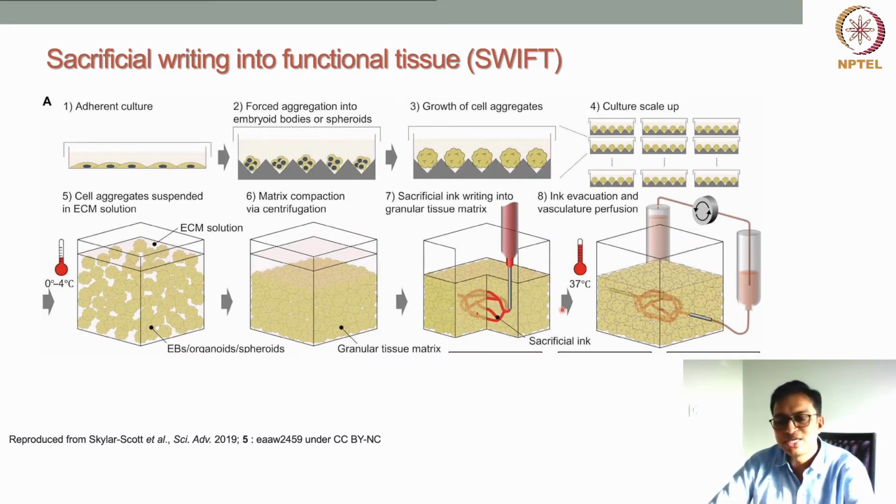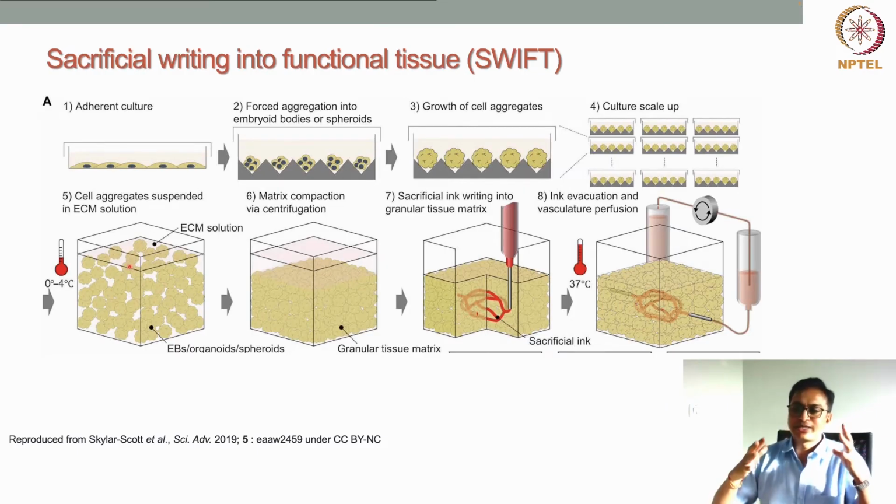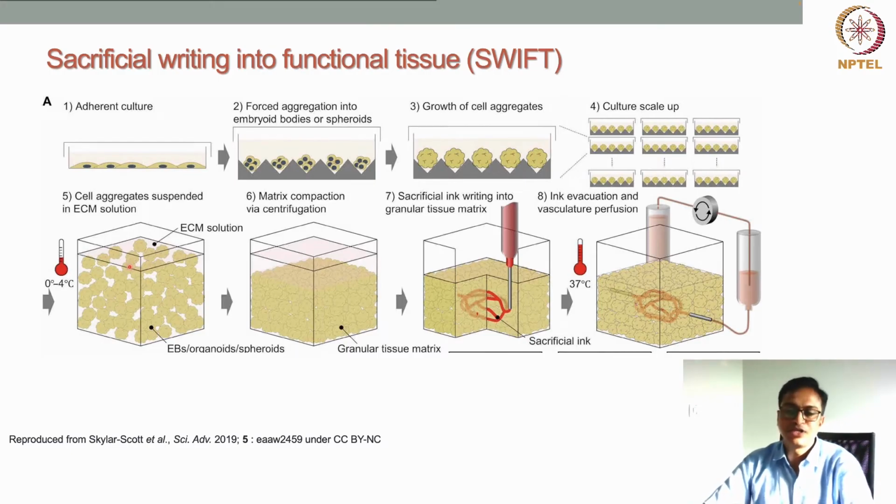Two things happen here. First, the Matrigel, that is the ECM solution used with the embryonic bodies, solidified at 37 degrees centigrade because of self assembly. And also the gelatin liquefies at that temperature, and because of that the channels will be there but the gelatin can be taken out. That's what happened in this case.